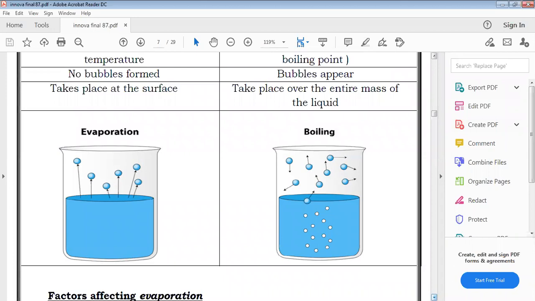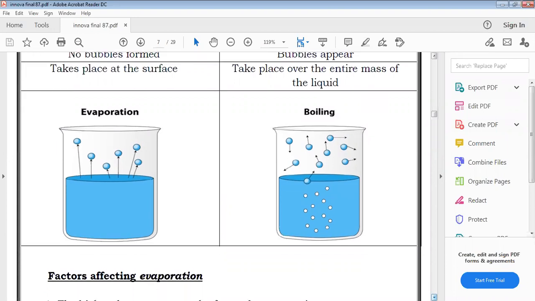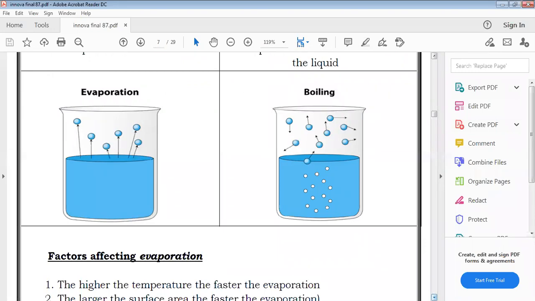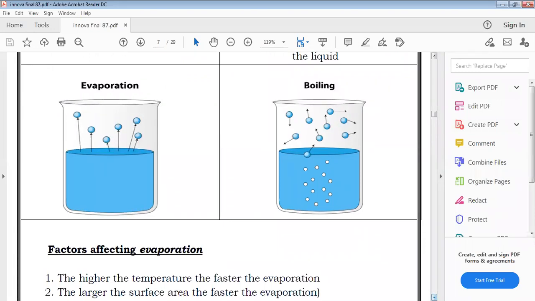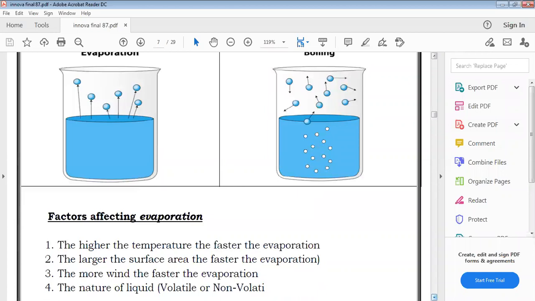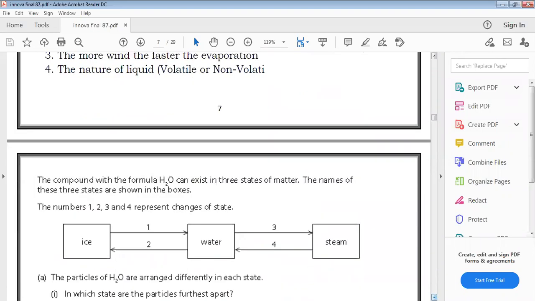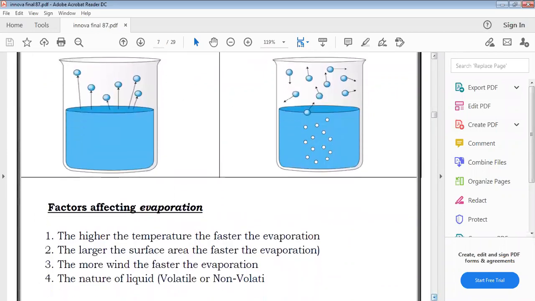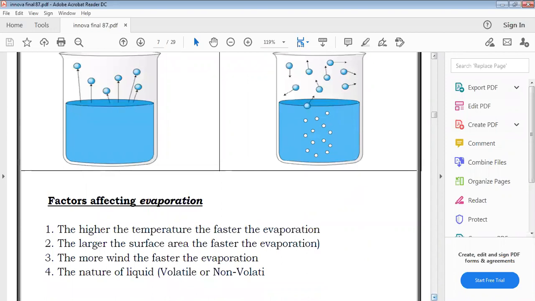Can you tell me, Hour, how evaporation can be faster? Take more surface area. Yes, if there's a larger surface area. What else? Less amount of liquid. Okay. High temperature. Okay, high temperature, larger surface area, and more wind. Yes, higher temperature, larger surface area, and more wind.